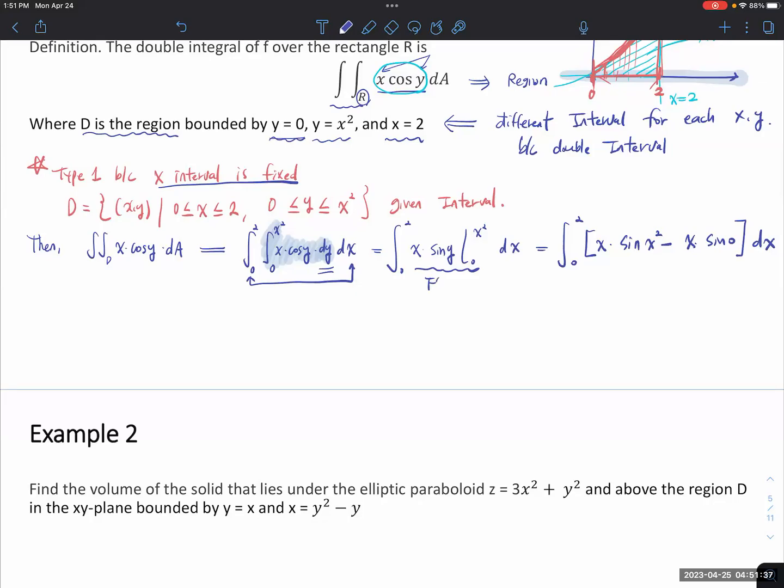So this is f of x squared minus f of 0. That's what I did. Let me simplify though. So this one, what do you guys think? x times sine 0, sine 0 is always 0, so this is 0. So we have the integral from 0 to 2 of x times sine x squared dx. That's the next step, the outside integral. What are you guys going to do?